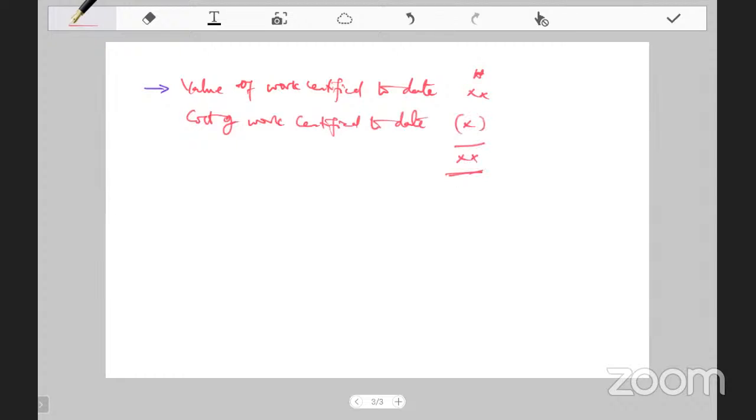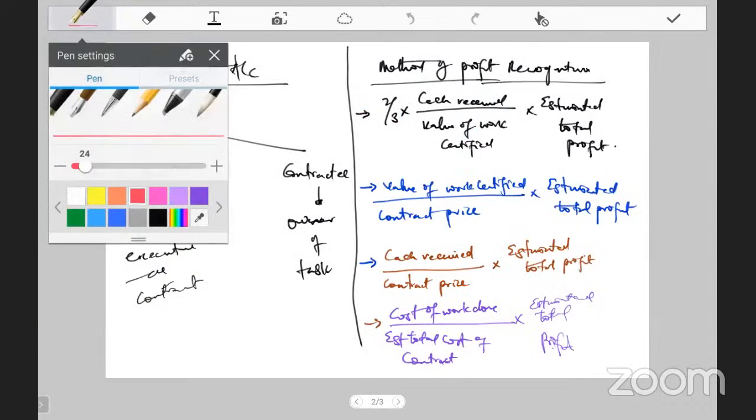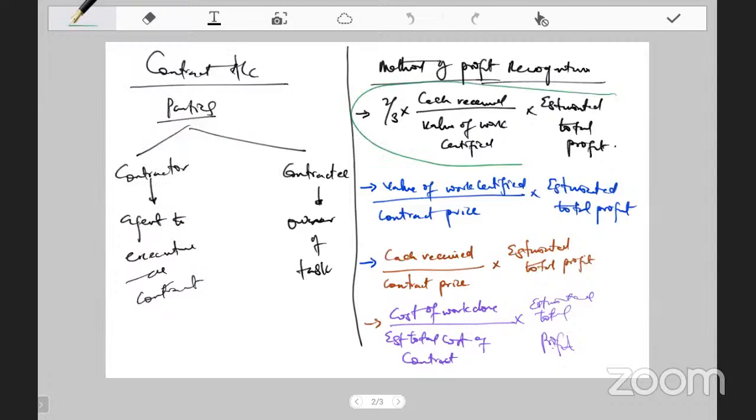Any of these methods could be used. But I want to draw our attention to something: this method has been described as one that has been abolished. But to my surprise, if you are given short answer questions, sometimes you might be asked, what is the method of calculating profit recognition? And they will still state it there. So please be very careful about that.